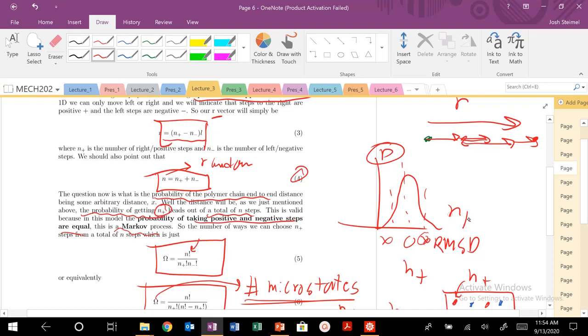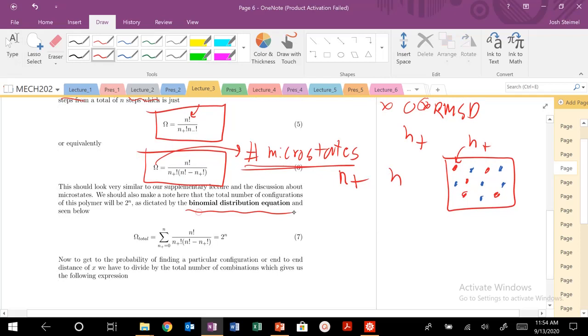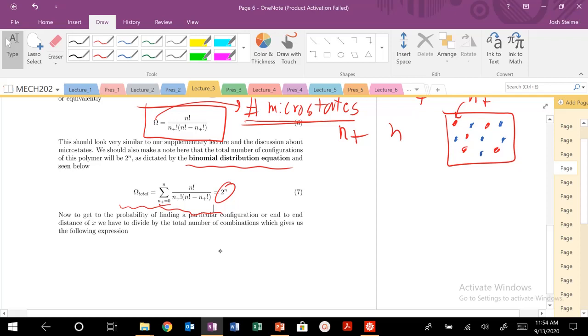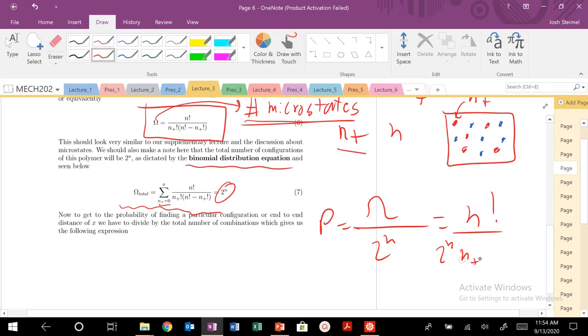That's what we're driving towards. Hopefully, from statistics, we should know that the total number of microstates of any system here, going from n plus equals 0 to n, is just 2 to the n. Again, that's just your binomial distribution. If you're a little shaky on your statistics background, let me know. But this is just a derivation, and we'll get to the key point in a second. So the probability is the number of ways I could arrange n plus divided by the total number, which is 2 to the n. That gives us n factorial over 2 to the n, times n plus factorial, times n minus factorial. That is going to give us our probability.